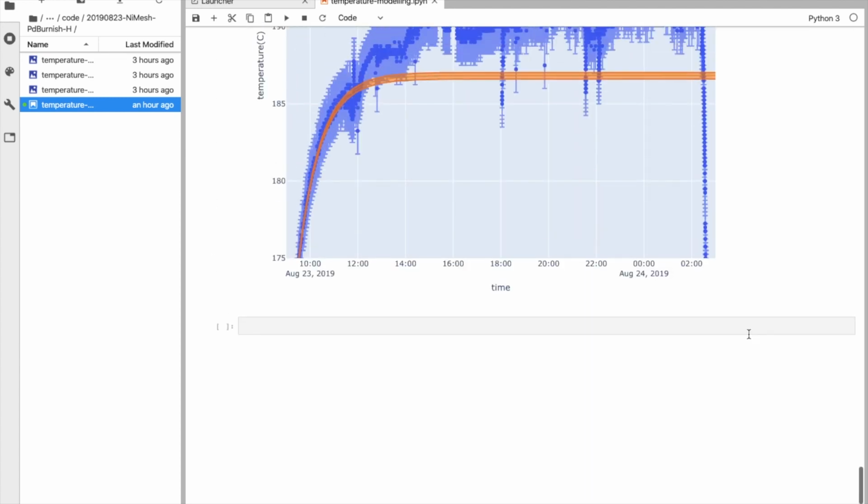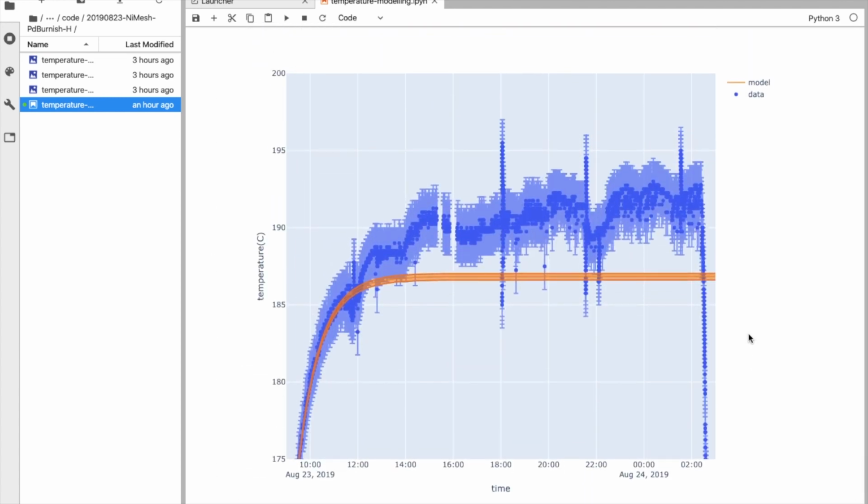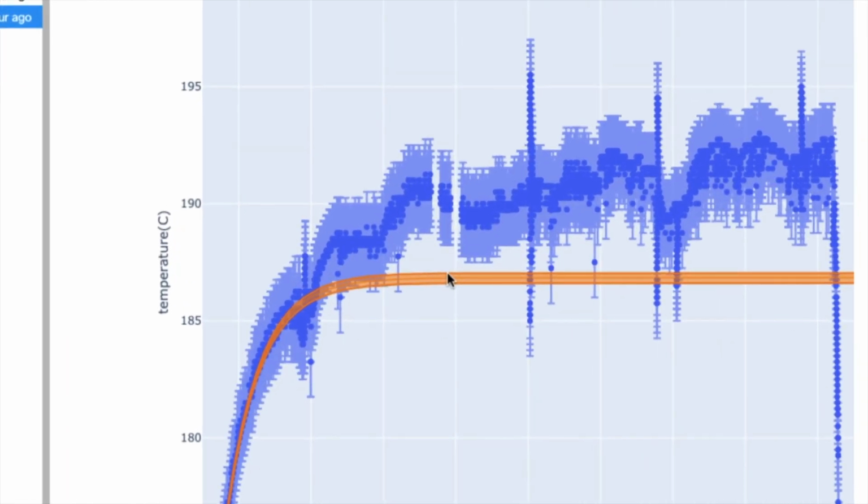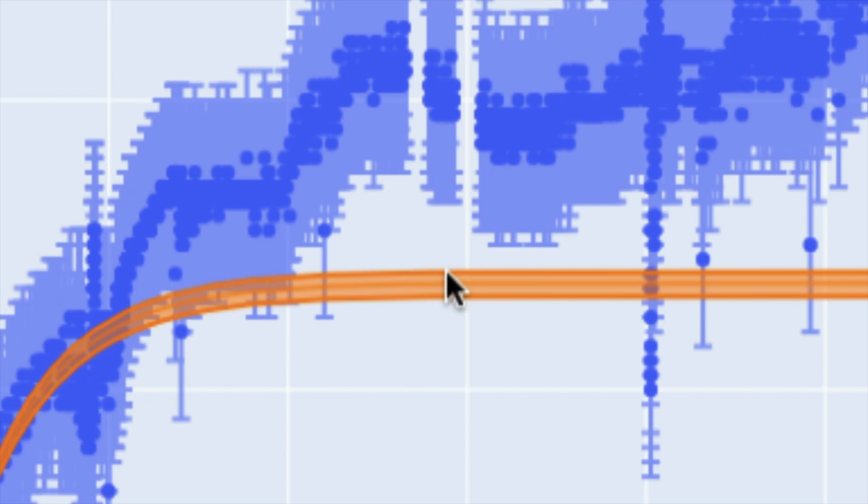This is the final graph, which I zoomed straight past. And you can see the data and the error bars around it, and also a confidence interval around the model, so the final steady state temperature, the baseline, if you will. How do we read these types of graphs? Well, I'm going to zoom in here so that it's a bit easier to see.